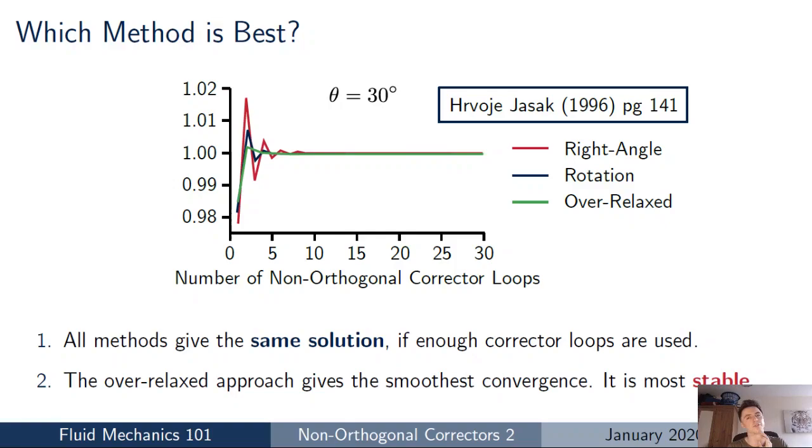And what Professor Jasak does in his thesis is takes a comparison of the three approaches on meshes with different degrees of skewness in them. And this first set of results I'm showing you here is for a uniform face angle of 30 degrees. So all of the faces in the mesh are skewed by 30 degrees. And in the plot there, what you can see is the number of non-orthogonal corrector loops along the bottom of the axis, and then the accuracy of the result scaled on the vertical axis there.